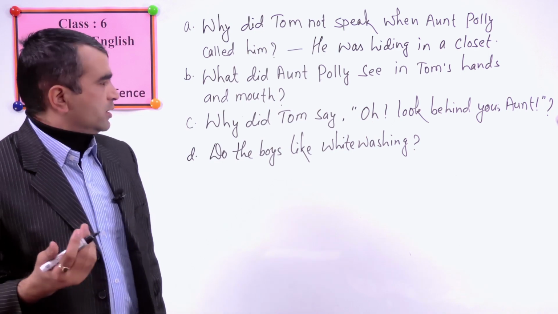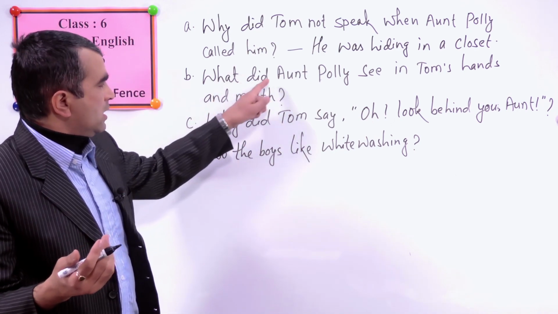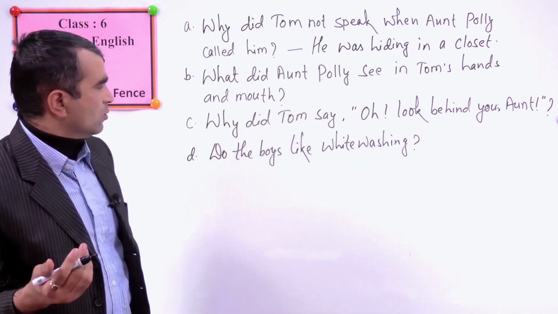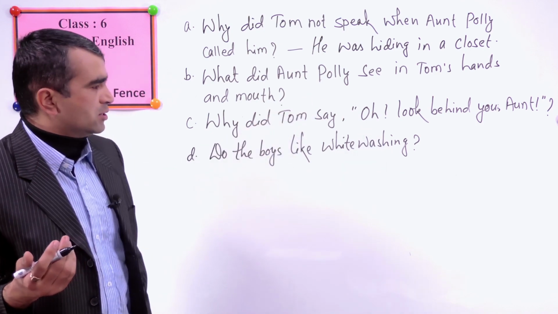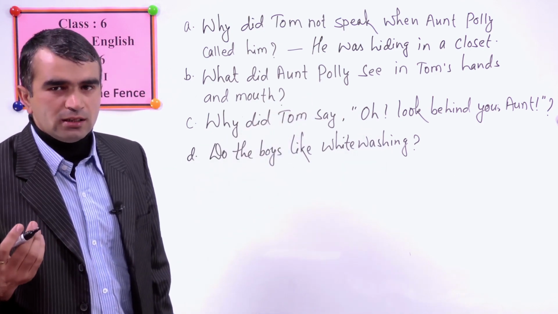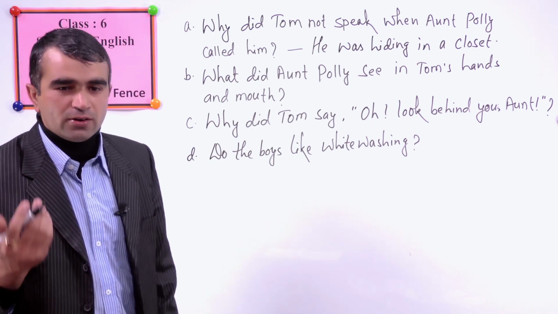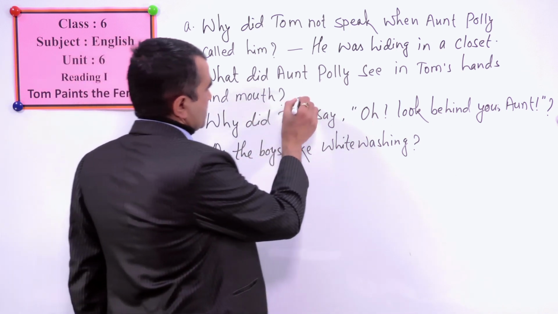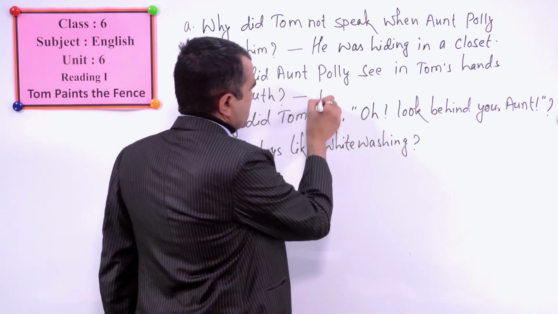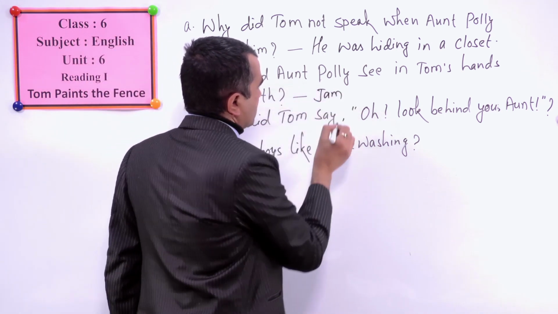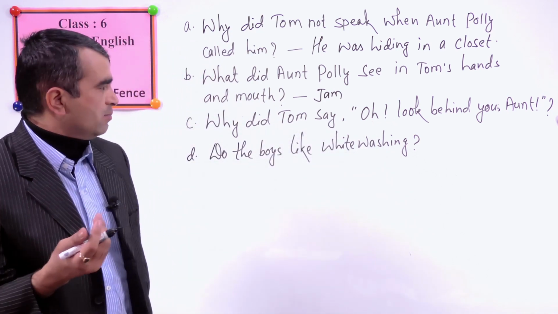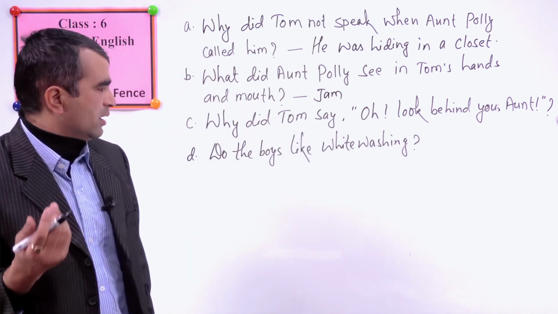Well, next one. What did Aunt Polly see in Tom's hand? What did she see? Yes, of course, jam. She saw jam. I just write jam. Well, Aunt Polly saw jam in Tom's hands and mouth.